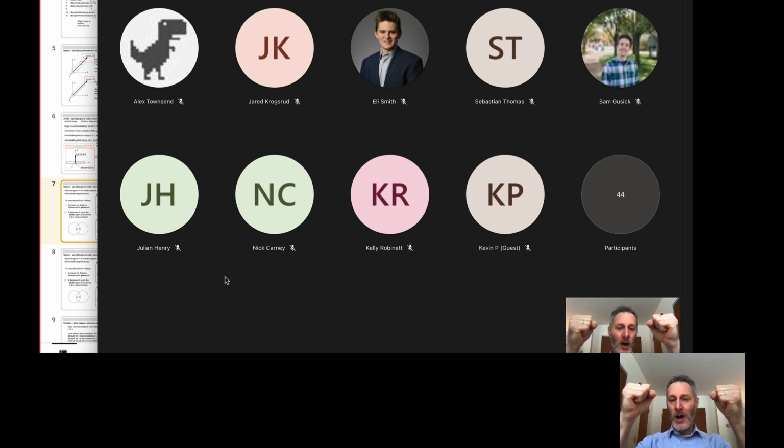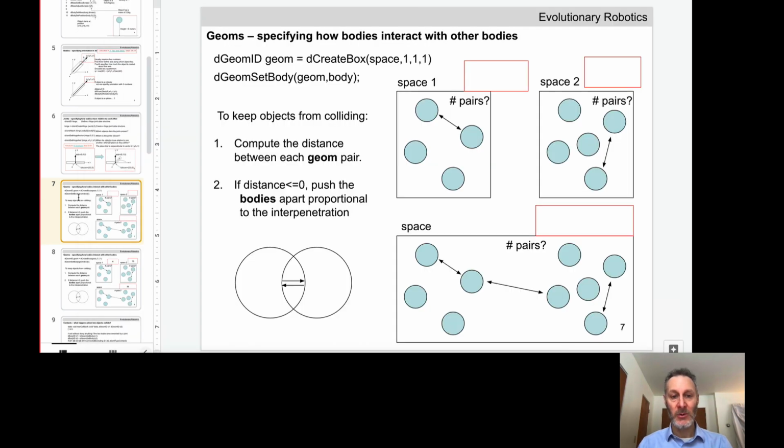Alternatively, we may have two objects that are approaching each other at a high velocity, which means at some time step they may actually interpenetrate by a large amount, in which case the physics engine would push them apart with a larger force. Okay. There are two stages to dealing with objects that come into contact with one another.